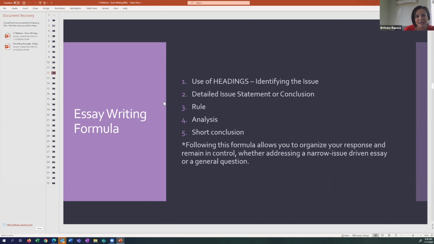And so I'll talk about headings and why they're important. One thing is that they just make your essay a lot more organized. You're just talking about one issue under one heading. You're not muddling issues together, which is really what you don't want to do. That results in an essay that's really hard to understand. So as a rule of thumb, if you're going to interject a new issue or a new rule, put it under a new heading.